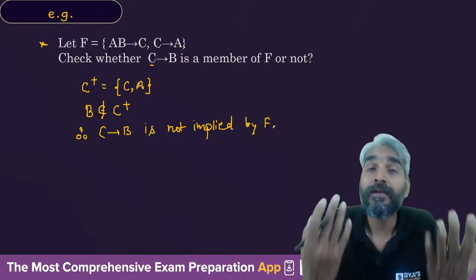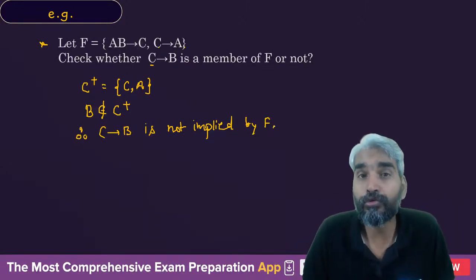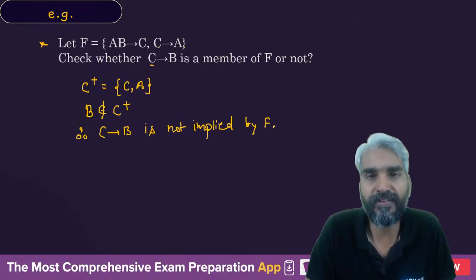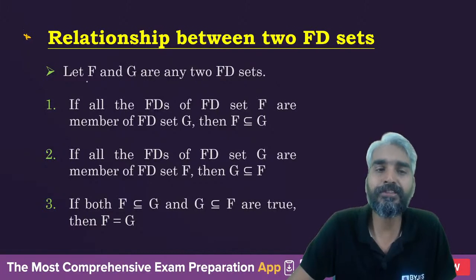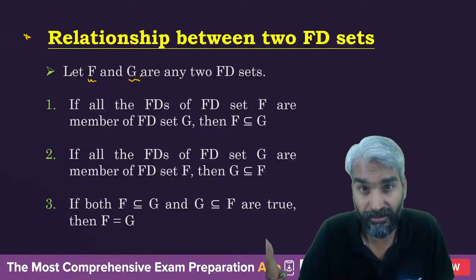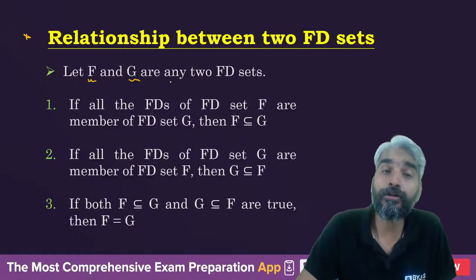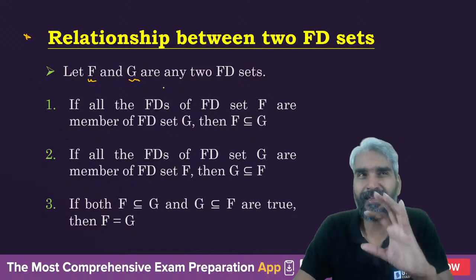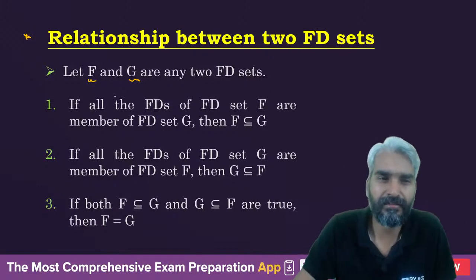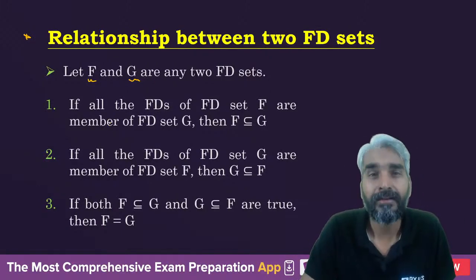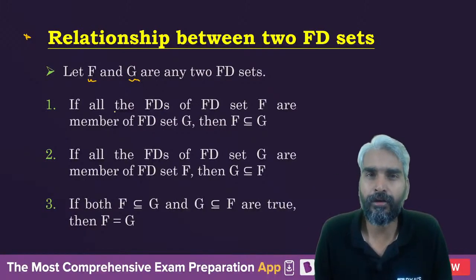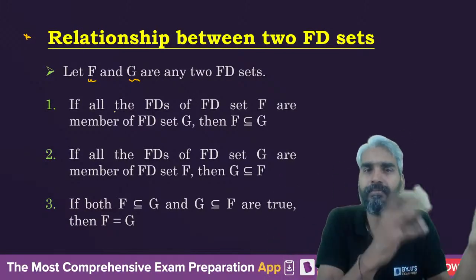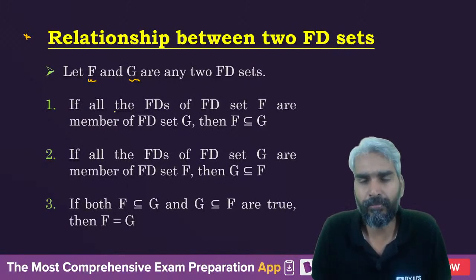Now how do we use this concept of membership to check the relationship between two different FD sets? Now come to the relationship between two FD sets. Let's assume F and G are any two FD sets. We don't know what the FDs of F and G are. But if at all you want to check the relationship, let's look at the definition. It will be easier, because either FDs of F will be implied by G, FDs of G will be implied by F, or they both will be equal.